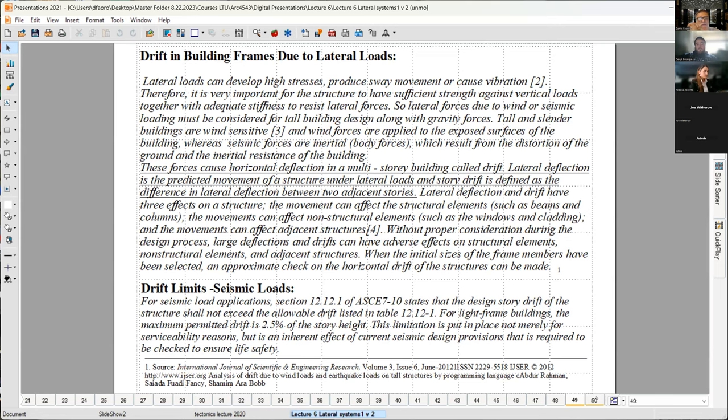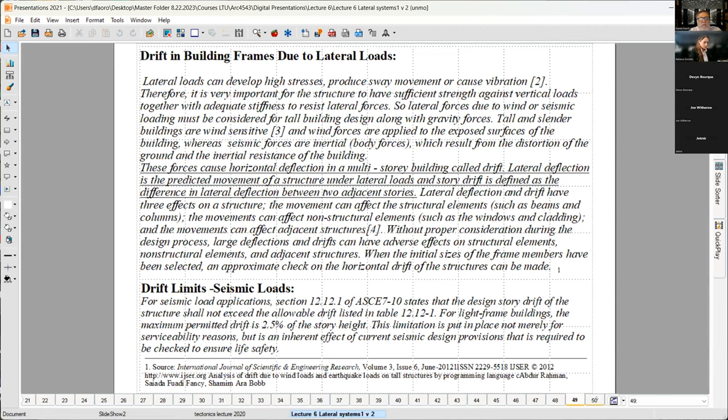Remember, a seismic force is inertia. It results from the distortion of the ground and inertial resistance of the building. In that sense, the strong and weak axis conditions are not as evident as they are for wind in terms of where force originates and directionality. These forces can cause horizontal deflection. That's called drift in a multi-story building.